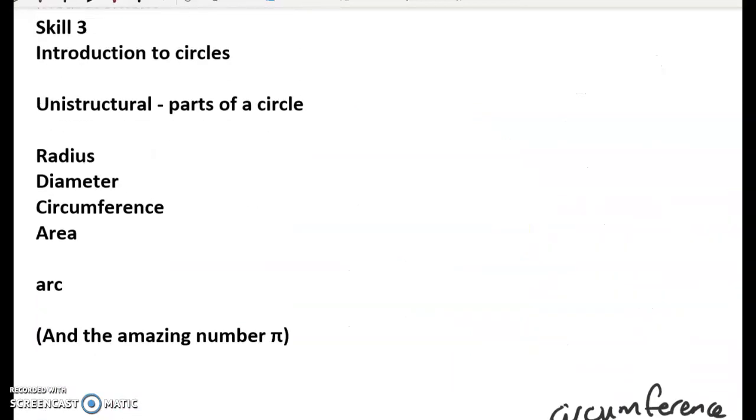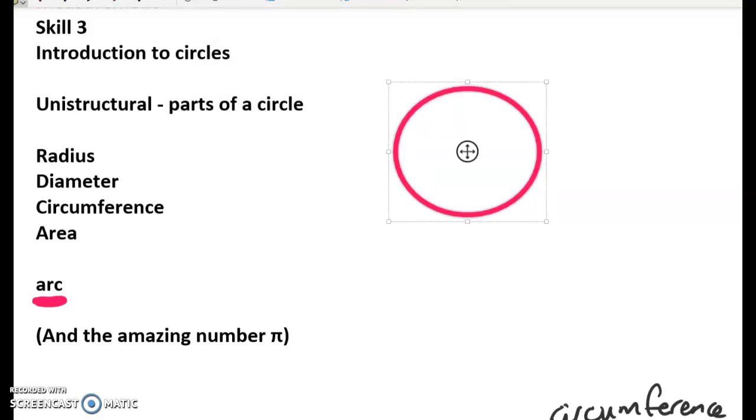Now, there are heaps of other words that go with circles. We're going to learn some along the way. The only other one that I'm going to use in this video is the word arc. And so I'll just draw another circle really quickly. There we go.